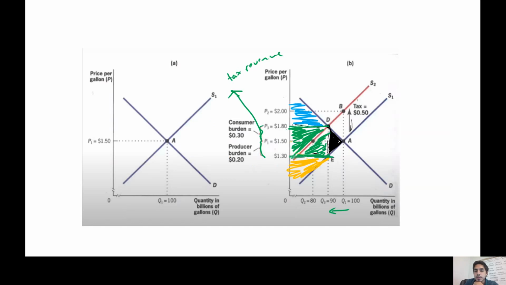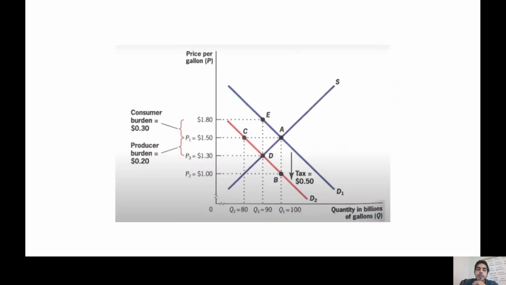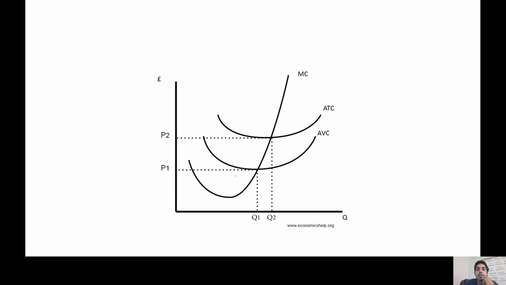And then you can draw consumer and producer surplus before the tax to think about how consumer and producer surplus is altered. But we know for sure, assuming no externality and assuming perfect competition, that social welfare is reduced because of this deadweight loss triangle. Okay, so what does the tax actually do?